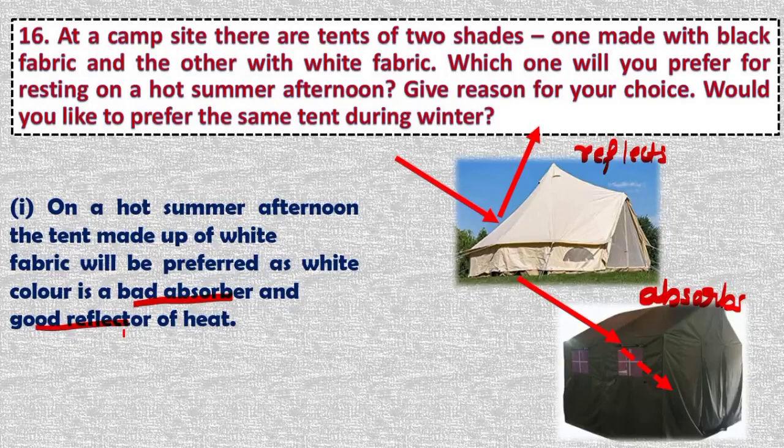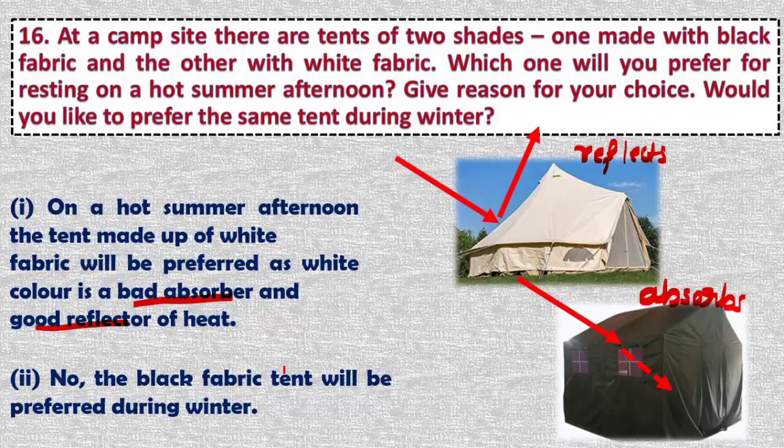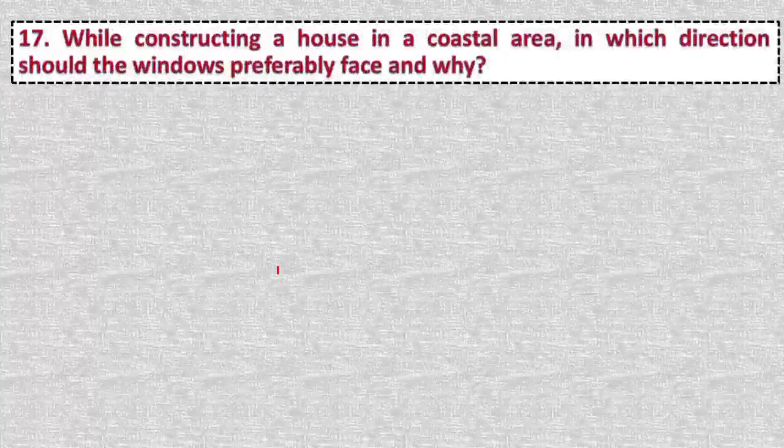But the black fabric tent is used during the winter season because it absorbs the sun rays and keeps us warm. Therefore, this black fabric tent is used for the winter season, and white fabric tents are used in the summer season. This is the science behind that. Here is the next question.